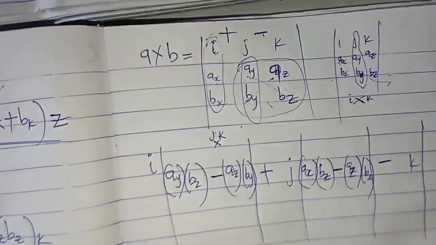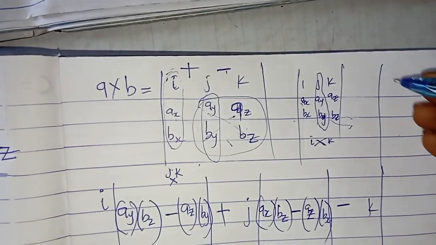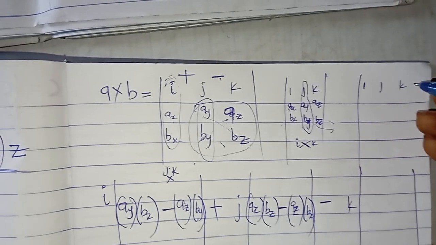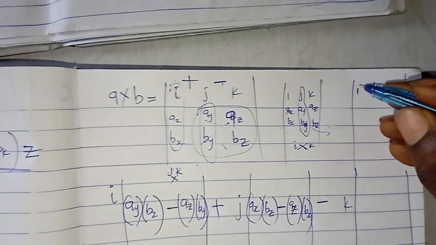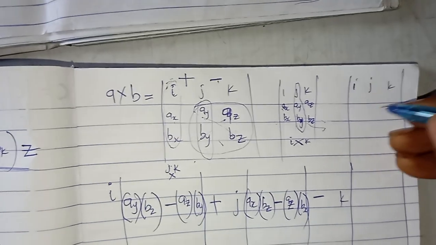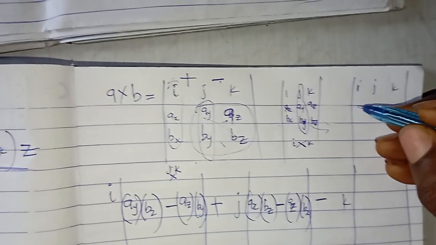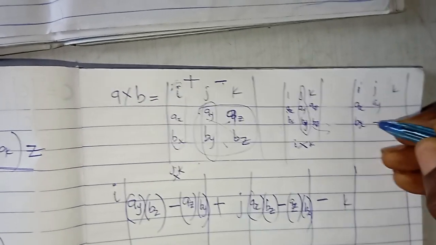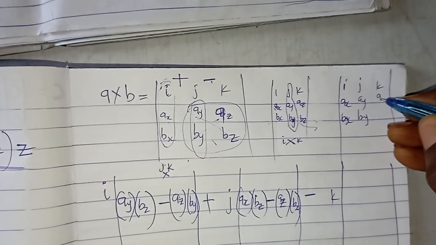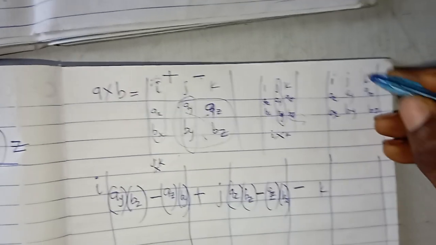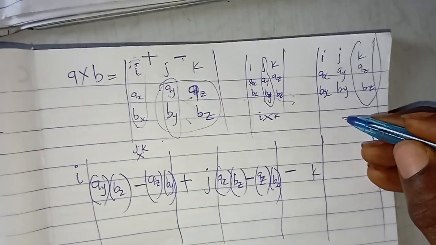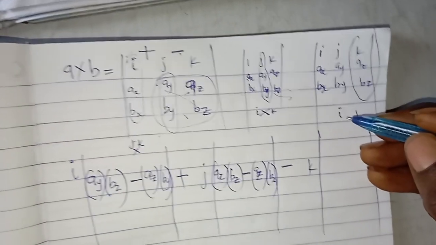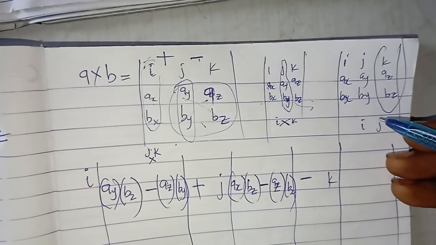Now when you are doing for K, let me write it again. You ignore K. So let me just write it for K. You ignore everything on K. Focus on AX, AY, BX, BY. So for K, ignore this. You use I and J. So remember that I cross J gives you K.